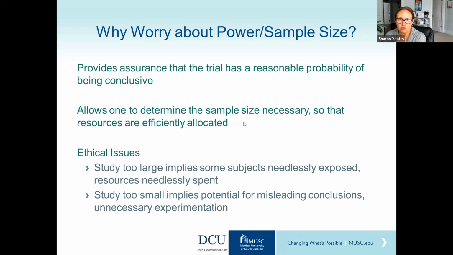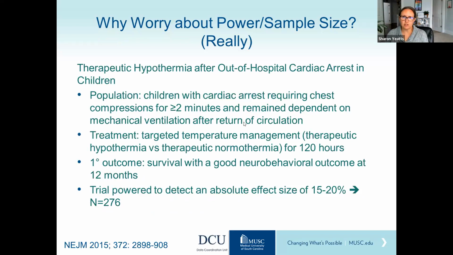There are also ethical issues with calculations of the sample size. If we do a study that's too large, then we're needlessly exposing some subjects to treatment when we could have answered the question sooner. And again, that's taking resources away from other questions that we could be exploring. On the other hand, if the study is too small, it implies the potential for misleading conclusions. And then again, one could argue that you're needlessly doing experiments on subjects when you are not going to be able to answer the question of interest. And there are examples of this from the literature.